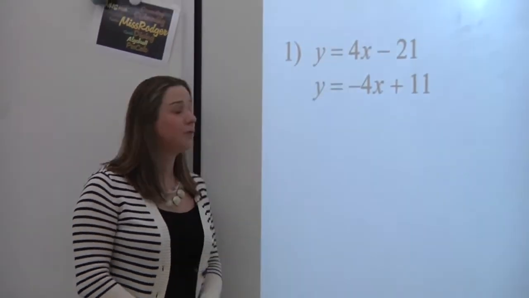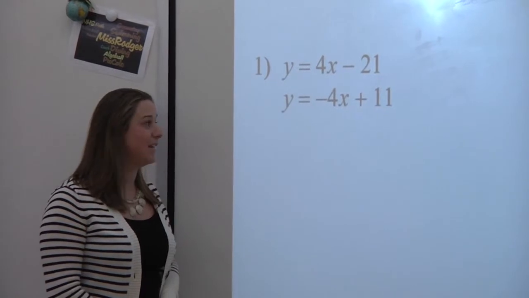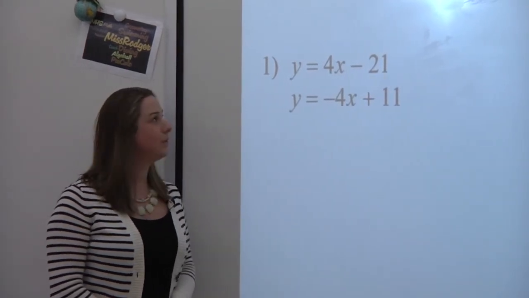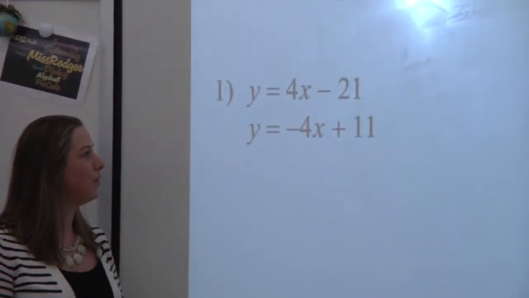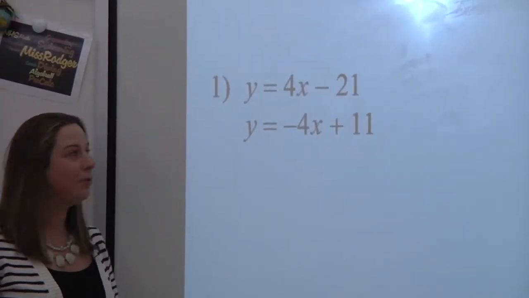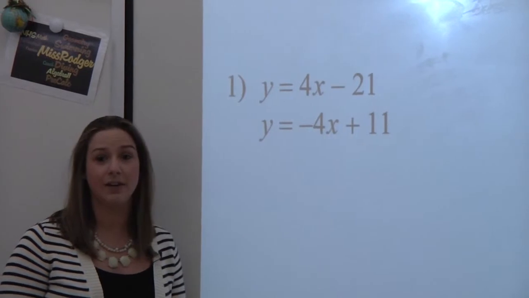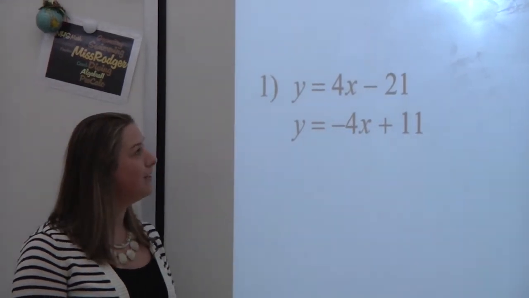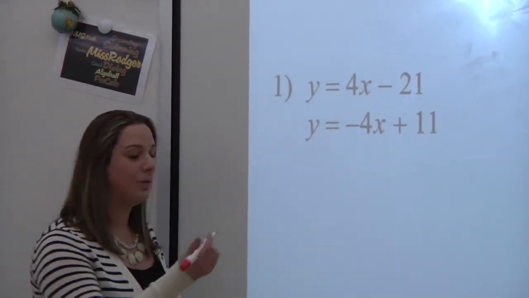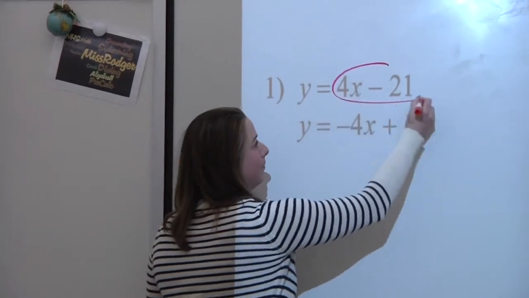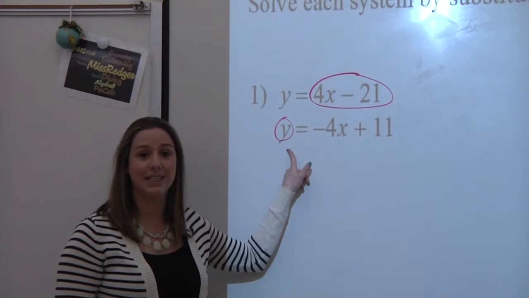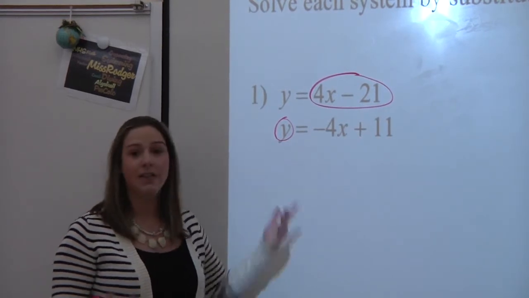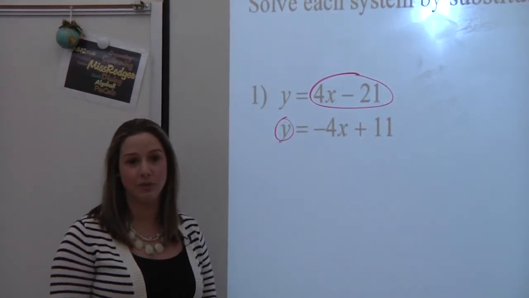Let's take a look at our first problem. y equals 4x minus 21 and y equals negative 4x plus 11. So we're going to solve this system by substitution. We want to take a look at what we notice in both equations. Both of these are set equal to the variable y. So in this case, we want to substitute the expression 4x minus 21 into the second equation. This is going to allow us to solve by substitution.